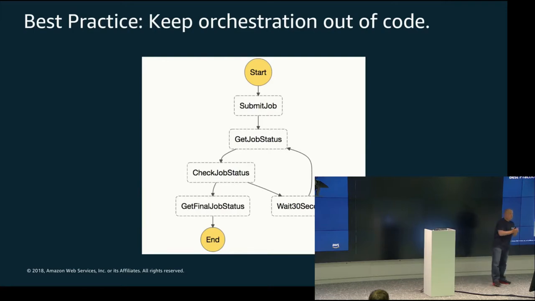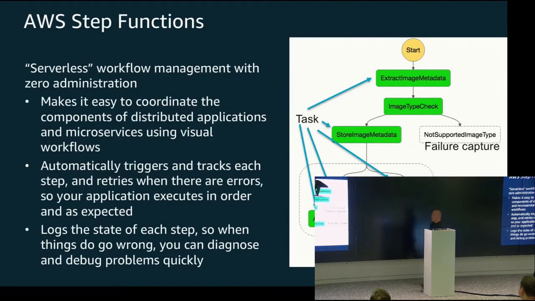Good. Another best practice, keep orchestration out of the code. I saw many cases, and I'm guilty as well sometimes, where I try to trigger a Lambda function from my Lambda function. Not a completely good idea, because there is a solution that allows you to do this orchestration much more elegantly. It's called AWS Step Functions. AWS Step Functions is a serverless workflow management service, again with zero administration, but it allows you to set up a workflow of Lambda functions, also by getting the state or the outputs and so on, and then decide on the next steps. It automatically triggers and tracks each step, retries when there are errors, and so your application executes in order as you expect. If you want to try Step Functions, I highly recommend it.